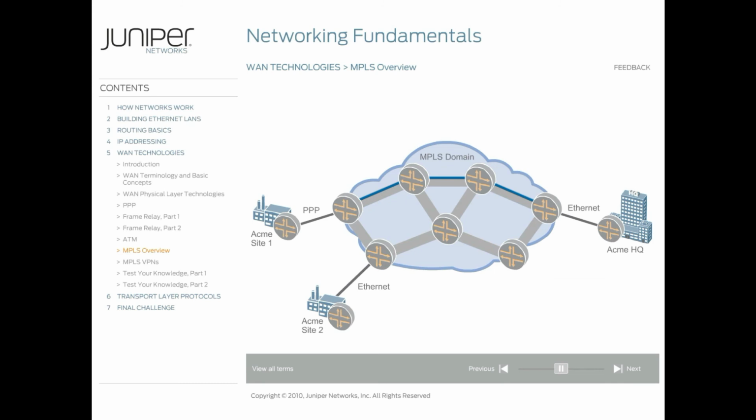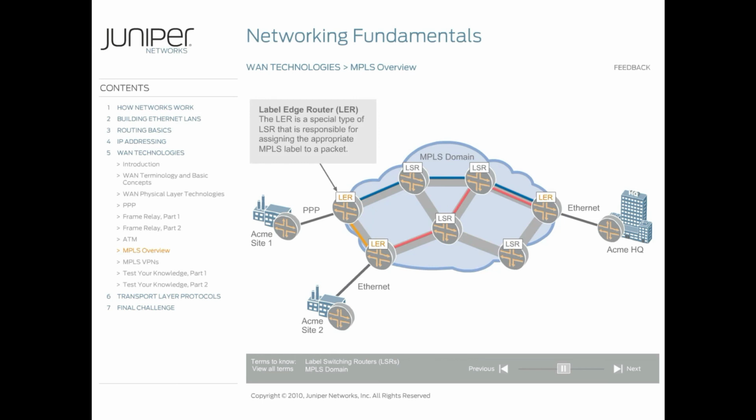Now let's review a few more MPLS terms. Routers running the MPLS protocol are known as label switching routers, or LSRs. Here, the provider has many LSRs within its MPLS network, which is also known as an MPLS domain. The MPLS domain also has three ingress LSRs, which are also known as label edge routers, or LERs. A label edge router is a special type of LSR that is responsible for assigning the appropriate MPLS label to a packet. When the customer's data arrives at the provider's MPLS domain, the ingress LER strips the Layer 2 frame and looks at the IP header.